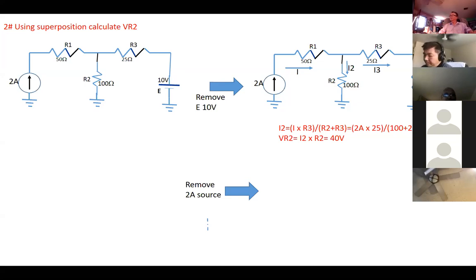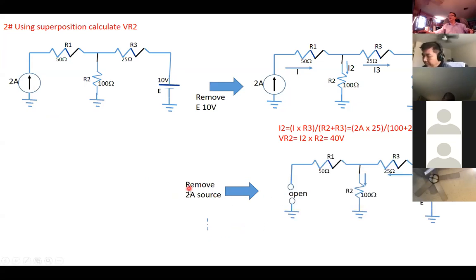So on the first one, any question? If not, now I remove two arms. See that when I remove the current source, they will be open. So I want to calculate the VR2. How do we do it? Using which way? Better way.